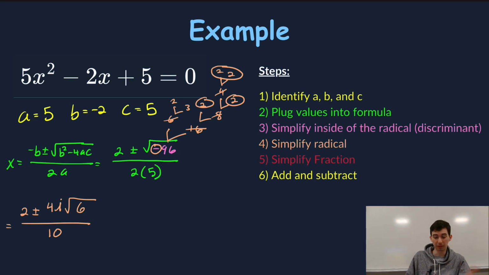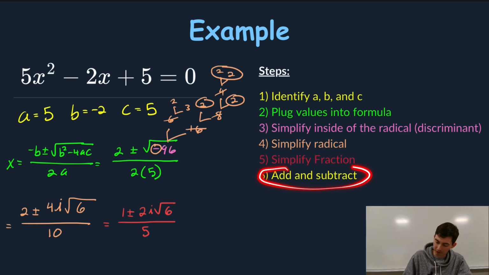Step 5 says to simplify the radical. Once again, these numbers are all even, so I'm going to divide them all by 2. 2 divided by 2 is 1. 4i divided by 2 is 2i. I can't do anything with whatever is inside my square root. And this is all over 10 divided by 2, which would be 5.